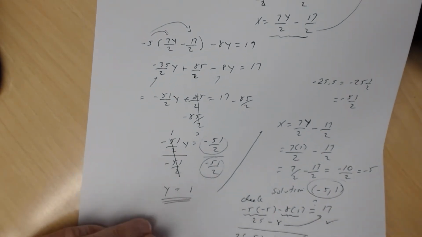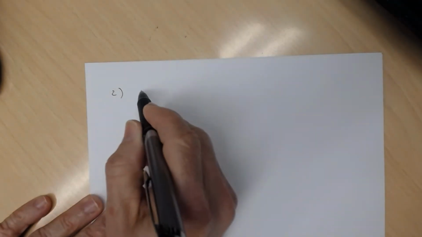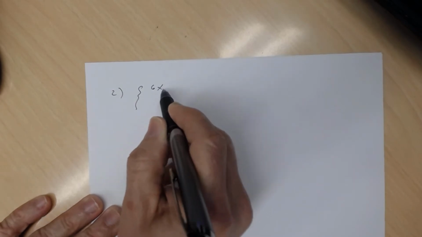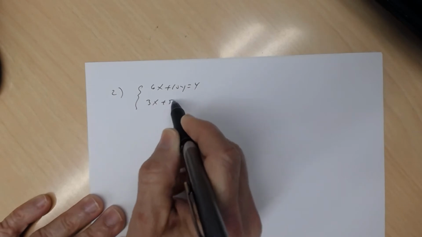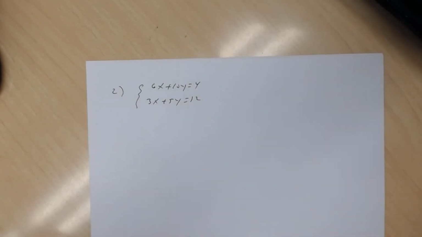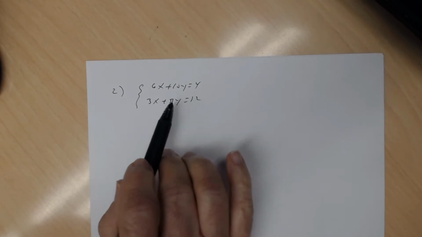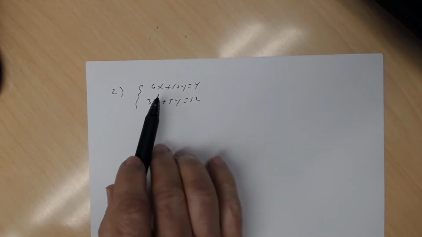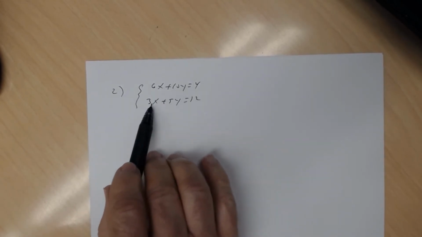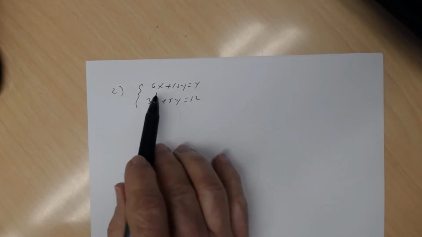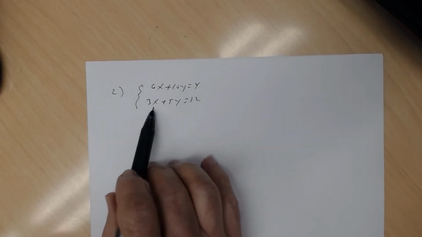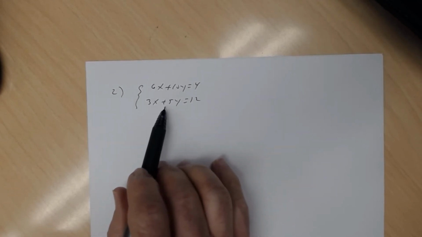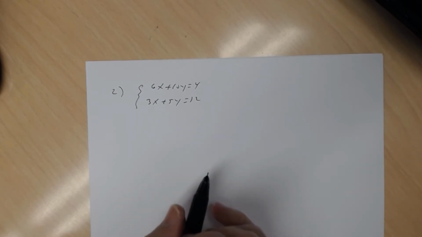Okay, number 2, we had this system: 6x plus 10y equals 4, 3x plus 5y equals 12. All right, now again, the coefficients are not 1, and regardless of which one you solve for, you're going to end up with fractions. Divide both sides by 6, you have fractions. Divide both sides by 10, you have fractions over here. Divide both sides by 3, you end up with fractions. Divide both sides by 5, you end up with fractions.